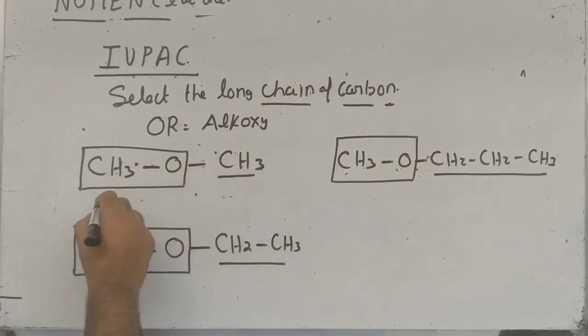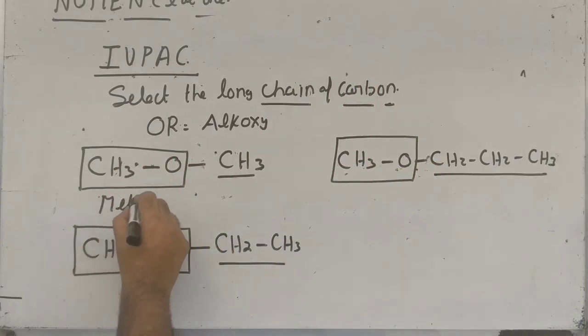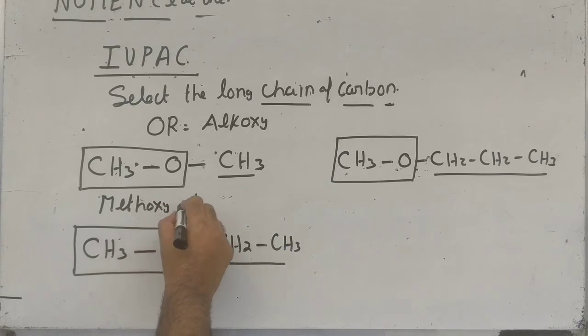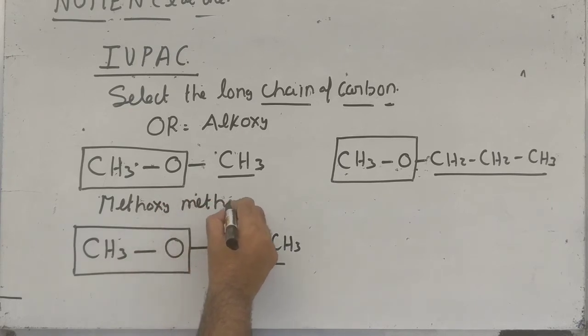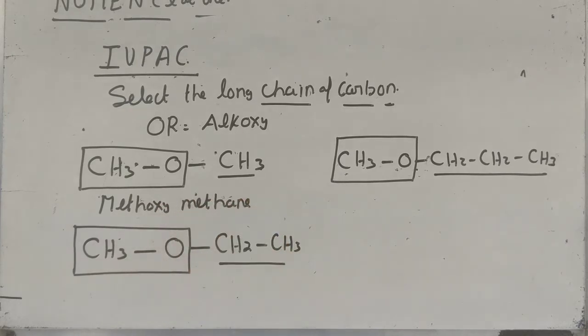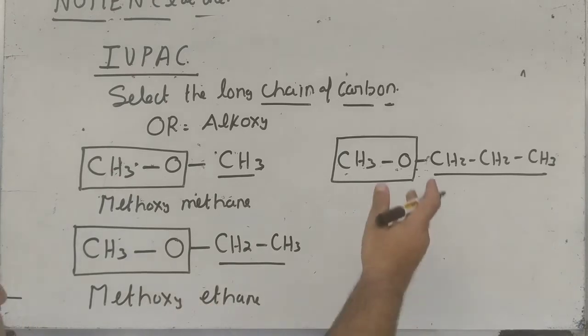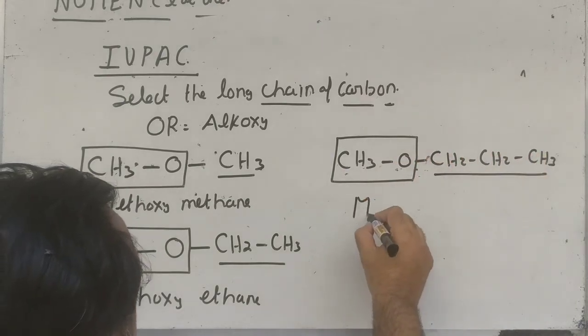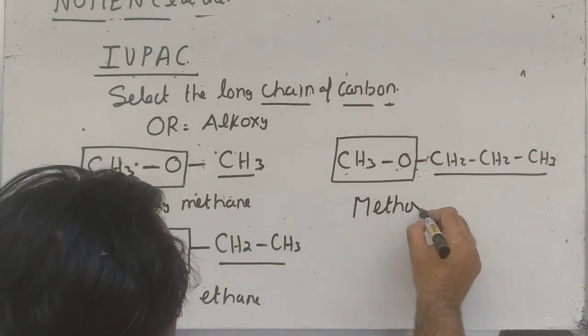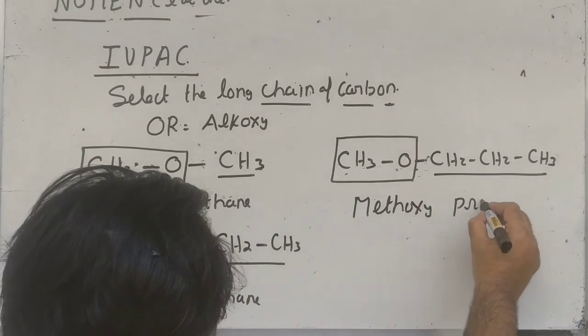So this is methoxy. We write methoxy. Long chain has one carbon, so it's called methane. Derivative of methane. This is a derivative of ethane, so this will be called methoxyethane. That's a derivative of propane, so this is called methoxypropane.